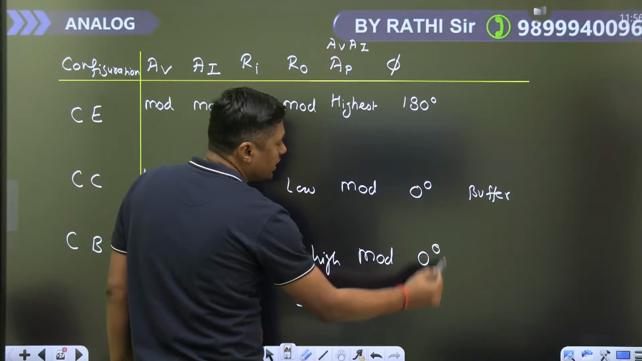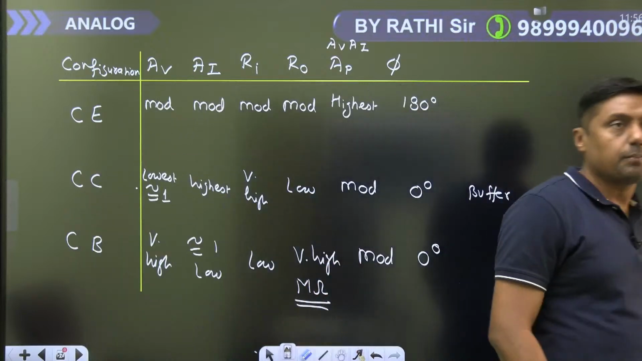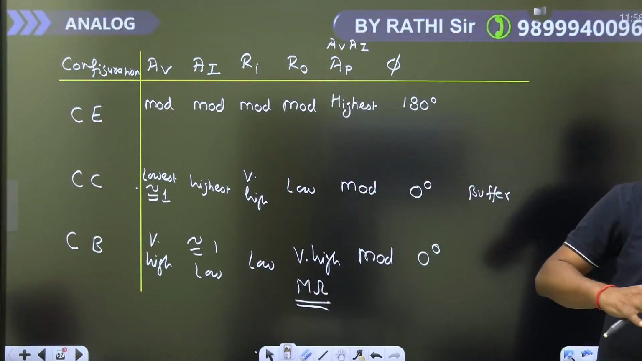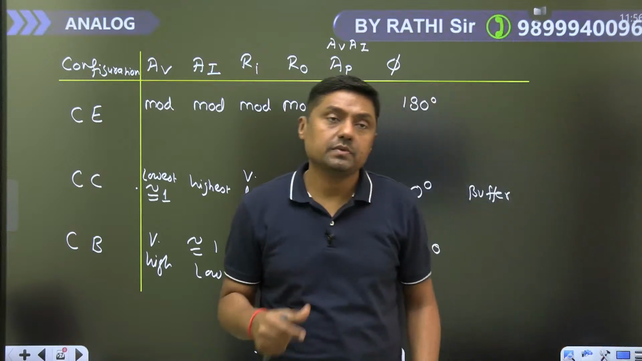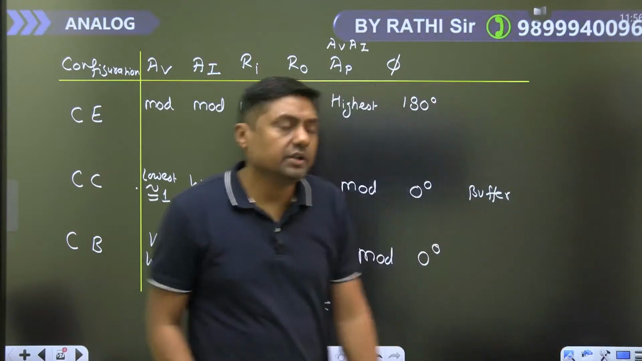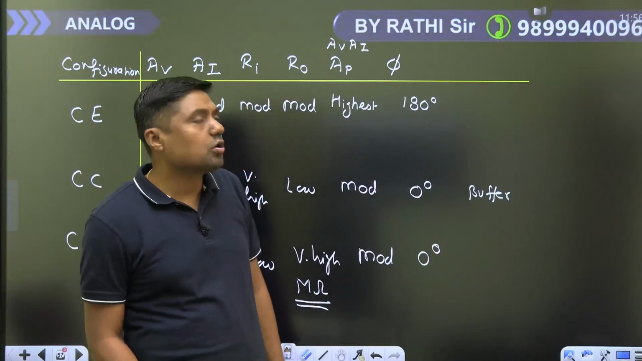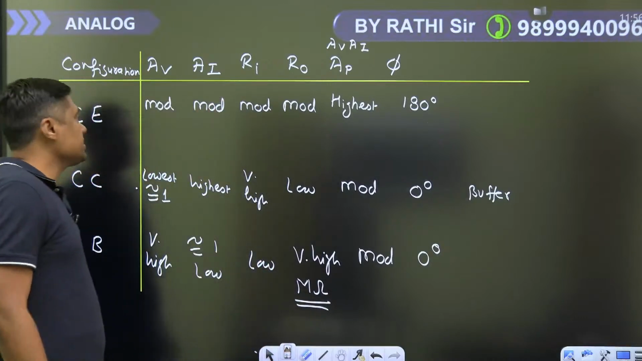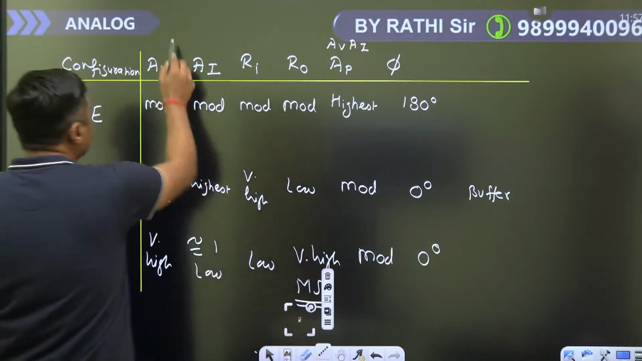Phase shift 0 degree. Again it is used as what? Buffer. Buffer means low input resistance, high output resistance, matching. That is called impedance matching device. Okay. So these are the applications of common emitter, common collector, common base. Very, very important characteristics, guys. So you can make notes of this, or otherwise you can download the PDF.